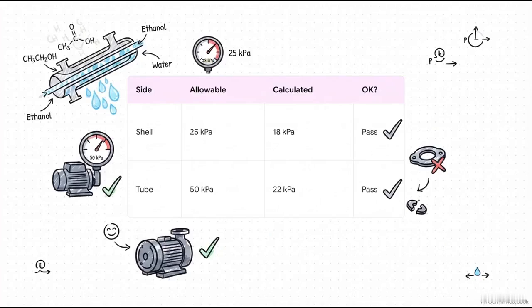So, we have a design that works perfectly on paper for transferring heat. But listen, no engineering design is ever complete without making absolutely sure it's not going to destroy our pumps or blow a gasket. When we run the validation on the shell side, where our ethanol is flowing, the allowable pressure drop limit is 25 kilopascals. Our calculated drop based on our geometry is only 18 kilopascals, so that's a pass. On the tube side, where our water flows, the limit is 50 kilopascals. We calculated 22 kilopascals. Another pass. This confirms our layout isn't just thermally efficient, it's mechanically safe, and it won't overburden the facility's pumping infrastructure.